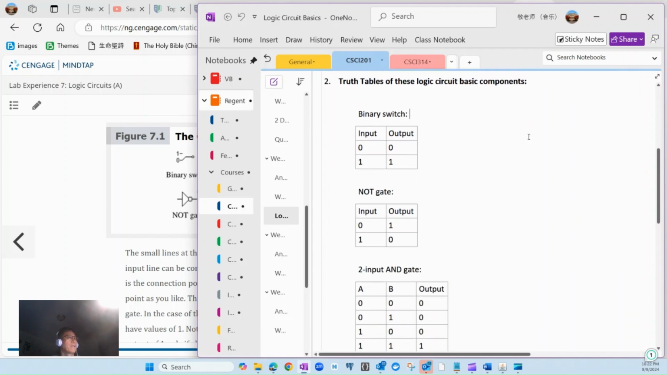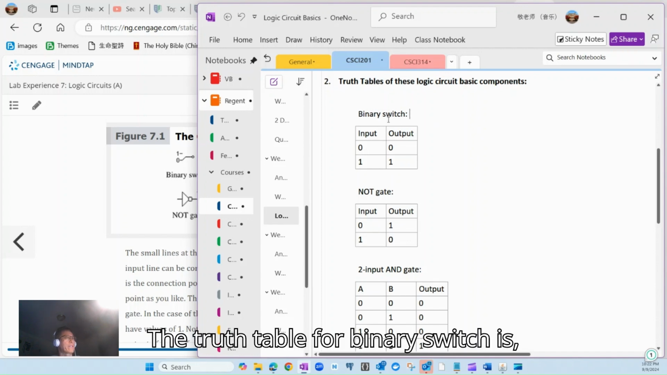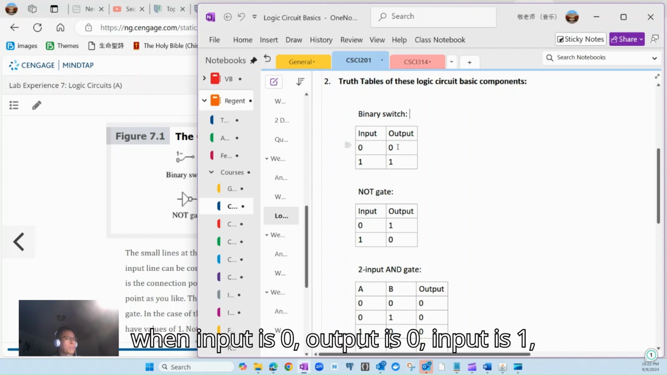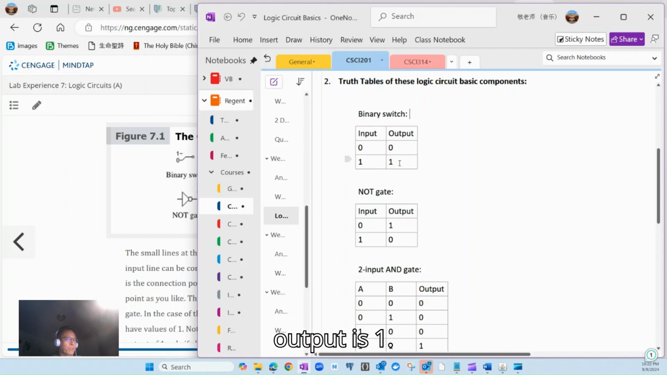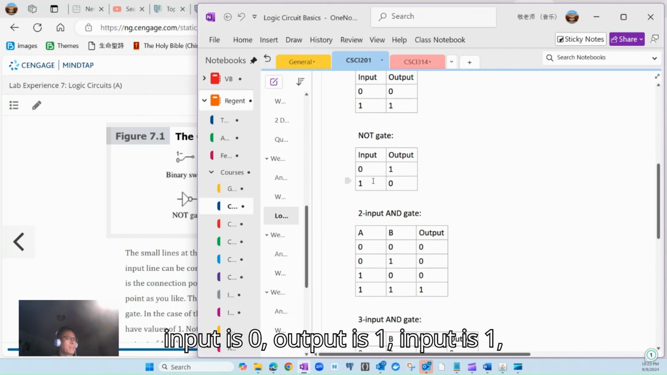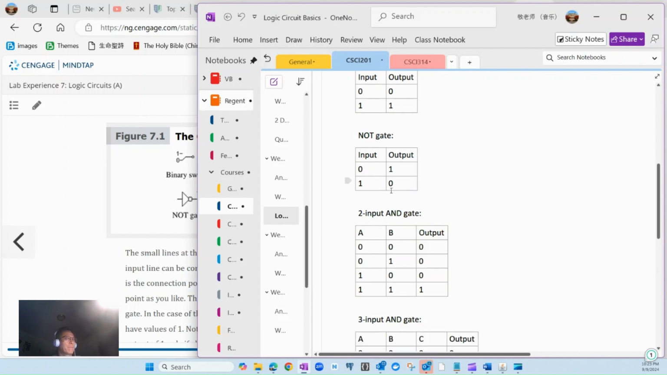Now for the binary switch, the truth table is: when input is 0, output is 0. Input is 1, output is 1. Okay. And the truth table for the NOT gate is: when input is 0, output is 1. Input is 1, output is 0, because the NOT gate is to negate the input for the output.